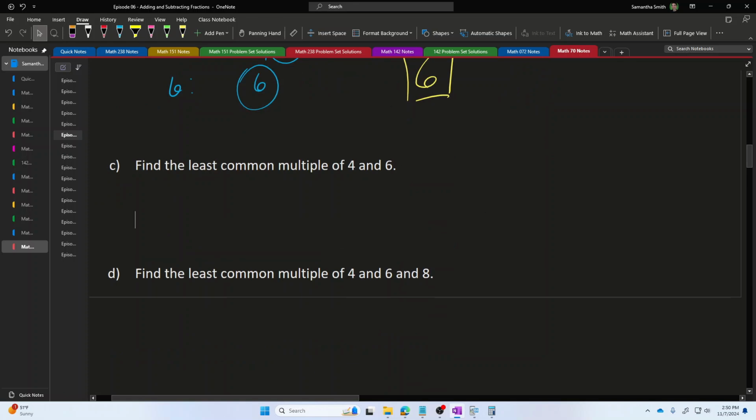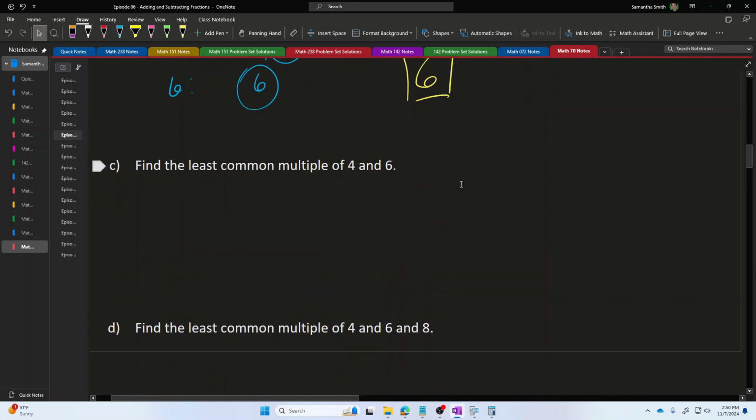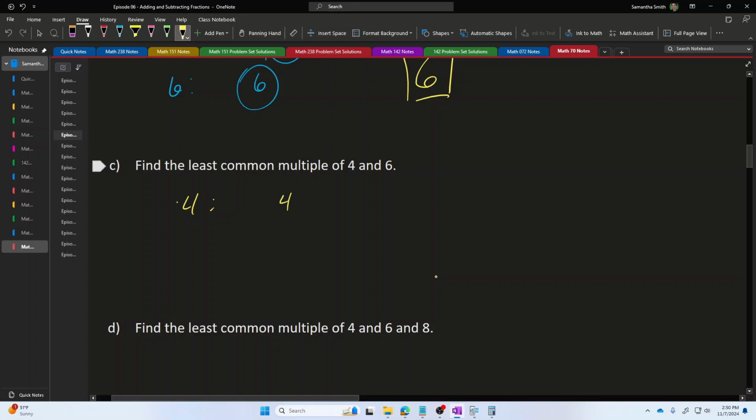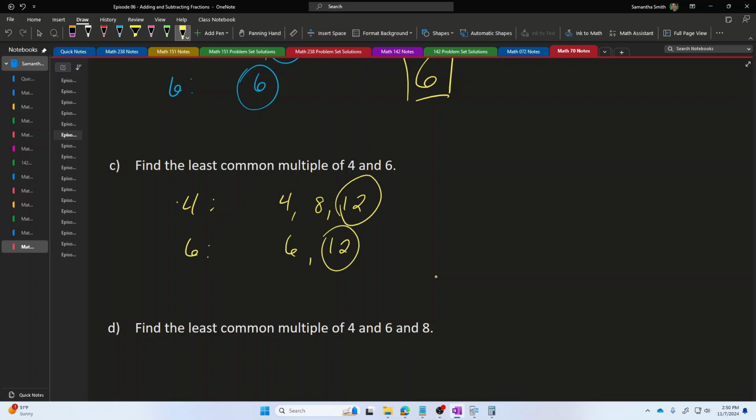What's the least common multiple of 4 and 6? Here, I'm looking for a number that is a multiple of both 4 and 6. So I think the first number that I see that appears in both rows is the number 12. Multiples of 4 are 4, 8, 12. Multiples of 6 are 6 and 12. Aha, 12 is in both places, so 12 is the least common multiple.